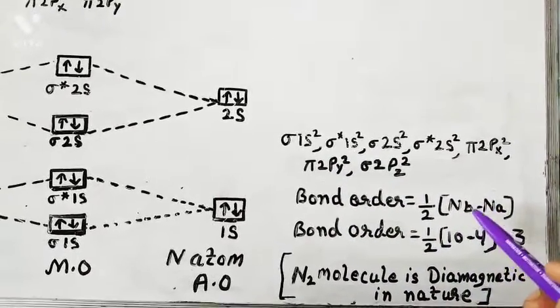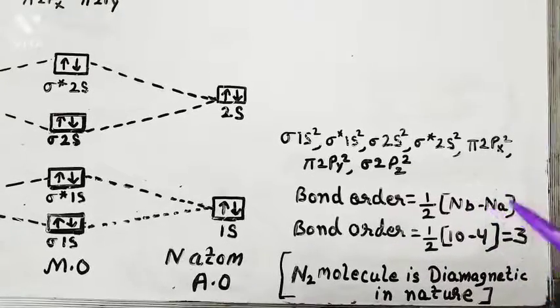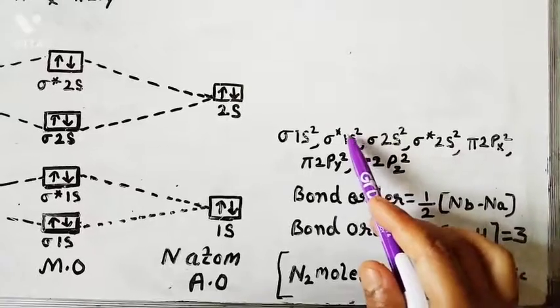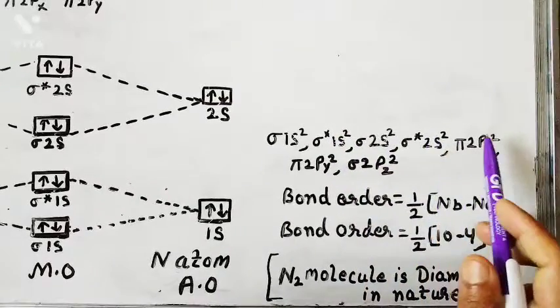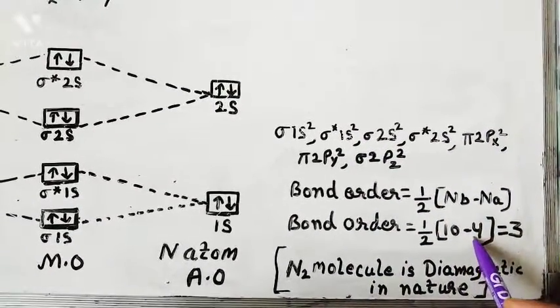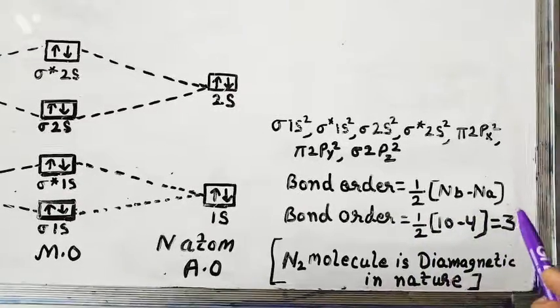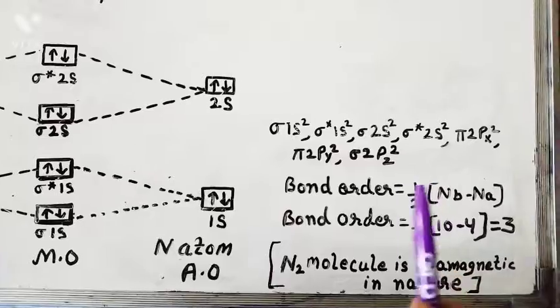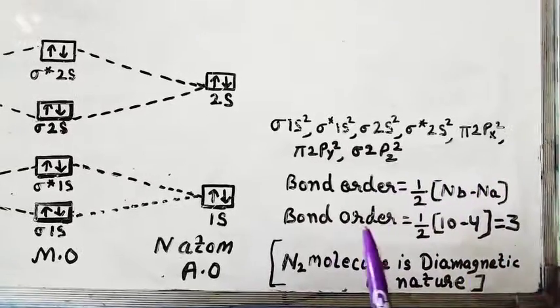Na means number of electrons which are present in anti-bonding orbital. So we will count from here: 2, 4. So we will write here 4. When we will solve this, answer will be 3. It means between 2 nitrogen atoms, 3 covalent bonds are present.